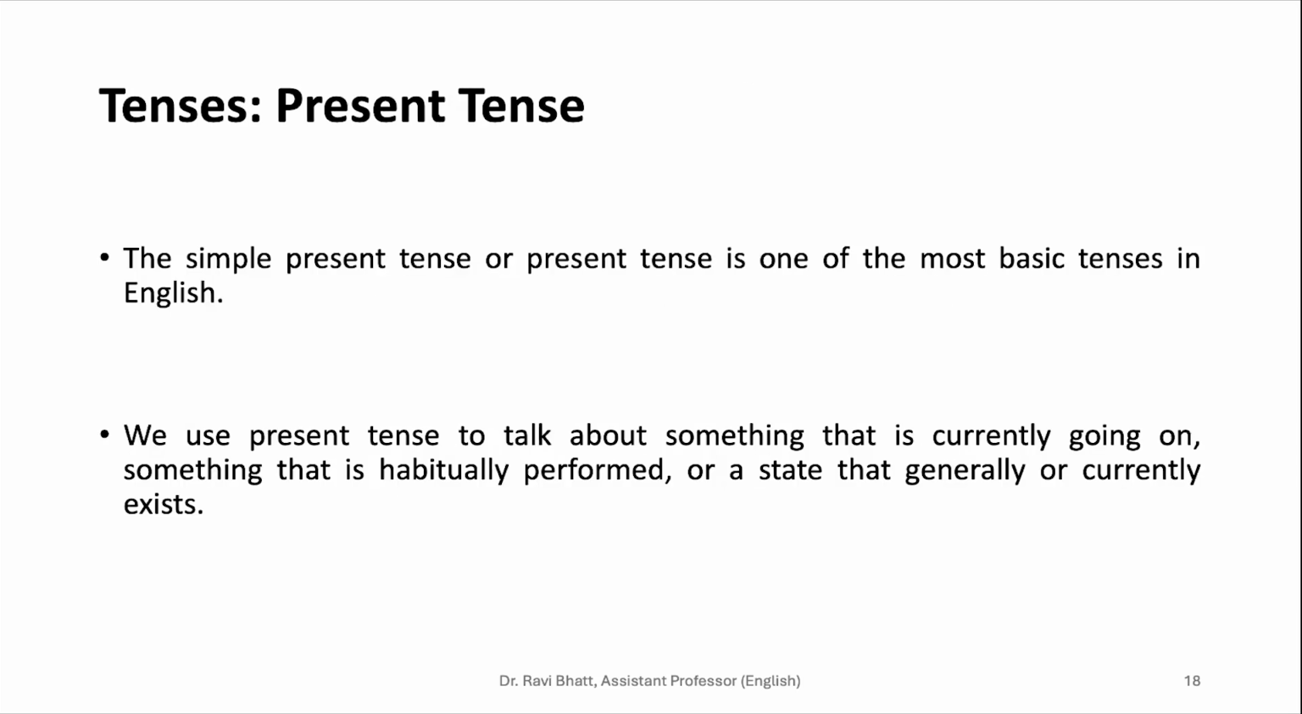Okay, now let's come to present tense. Now the simple present tense, or present tense, is one of the most basic tenses in English. We use present tense to talk about something that is currently going on, something that is habitually performed, or a state that generally or currently exists. Now here I want you all to focus: for general truths, for something that habitually happens, that happens out of a schedule, or something that is fixed to happen, for all those things we in general use present tense in English.